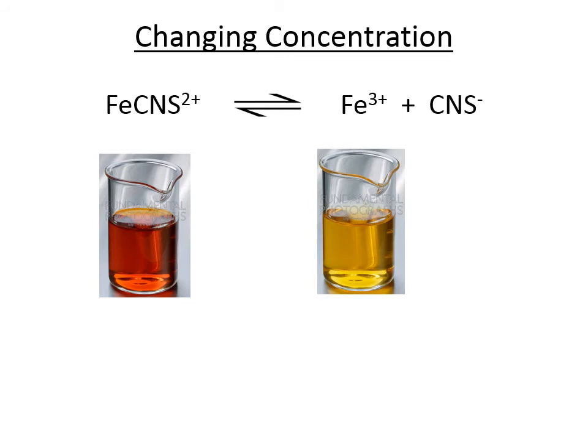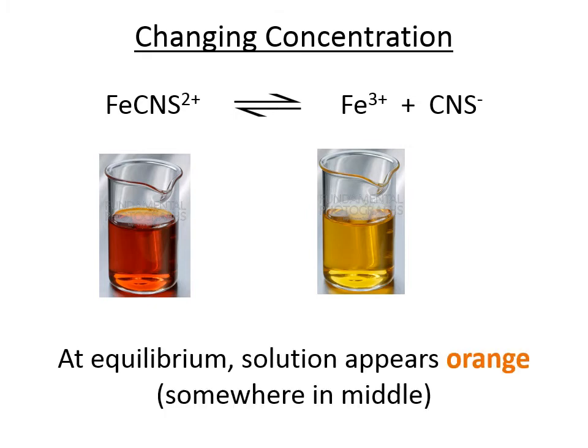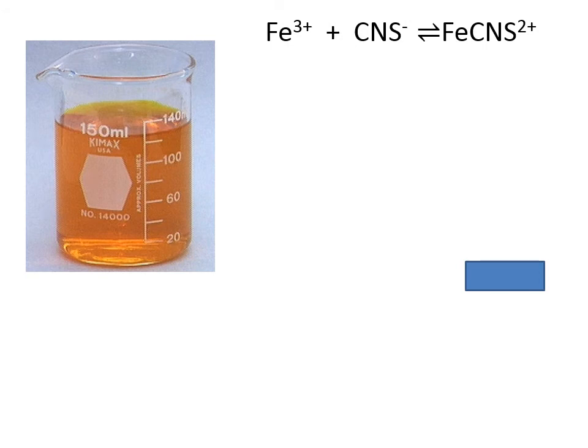So here we have iron thiocyanate in equilibrium with separate iron and thiocyanate ions. Now, the iron thiocyanate ion solution has a red colour. The iron and thiocyanate solution has a yellow colour. And at equilibrium, the solution appears somewhere in the middle, a kind of orange colour. So here we have it. At equilibrium, it's an orangey colour.